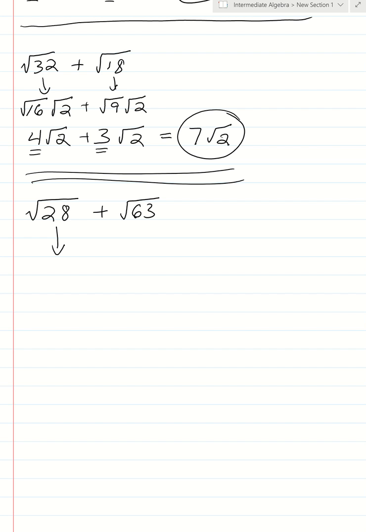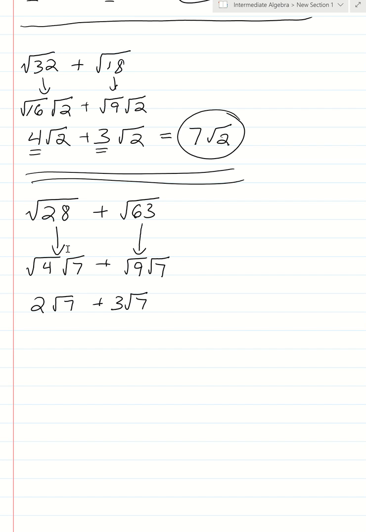Well, if I simplify the square root of 28, I'm going to use the factors of the square root of 4 times the square root of 7. And since the square root of 4 is 2, we get 2 square root of 7. Now let's do the same thing with the square root of 63. I will use my factors of the square root of 9 times the square root of 7. Simplifying the square root of 9 gives us a 3 square root of 7.